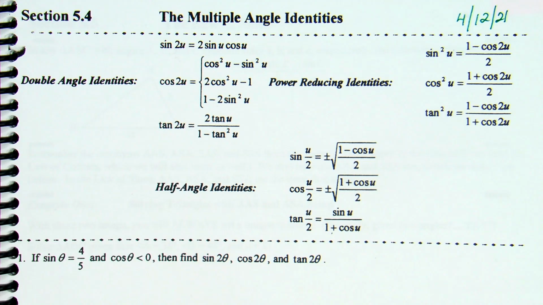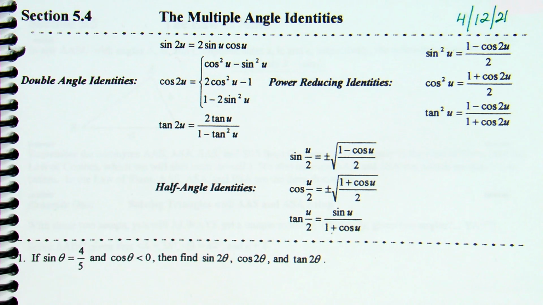Move into lesson 5.4. You'll notice it's called multiple angle identities, and there are more identities listed here. So to answer the first question, yes, these identities will be added to the page of identities that I will be giving you to use on the test. At no point is it about memorizing the identities in this chapter. It's about being familiar and understanding how to use them.